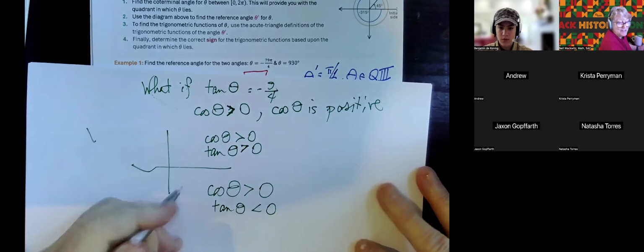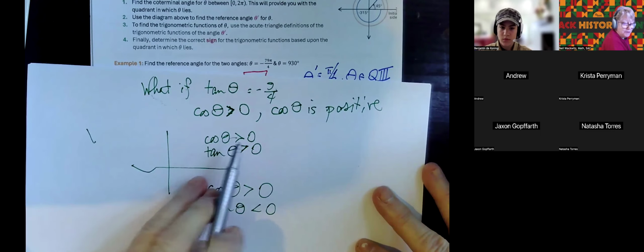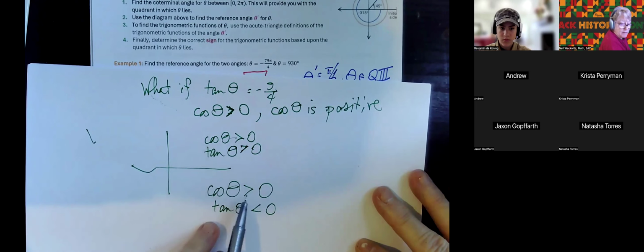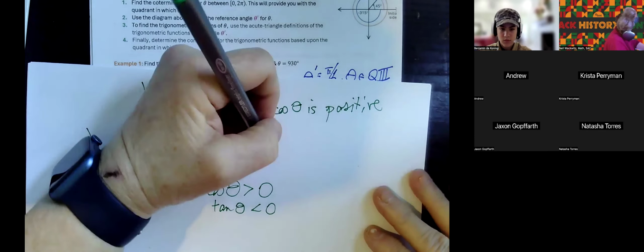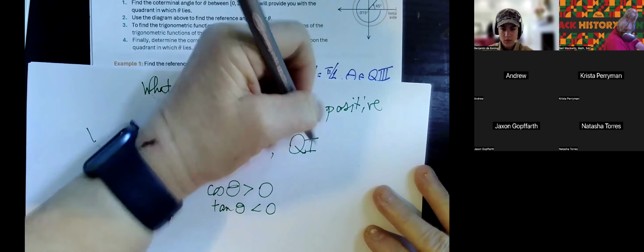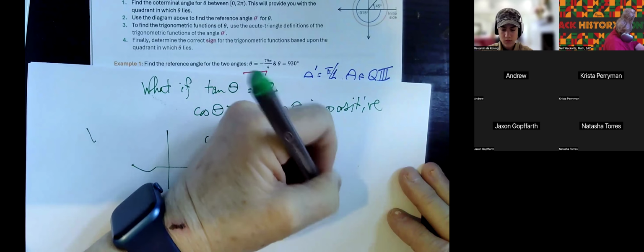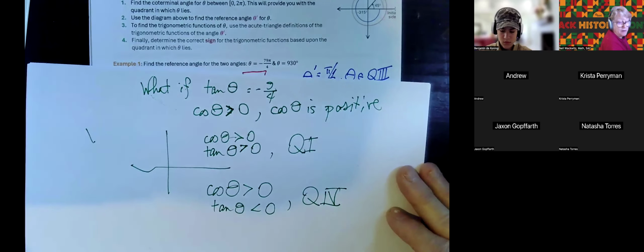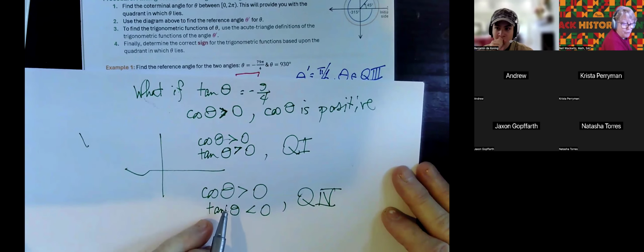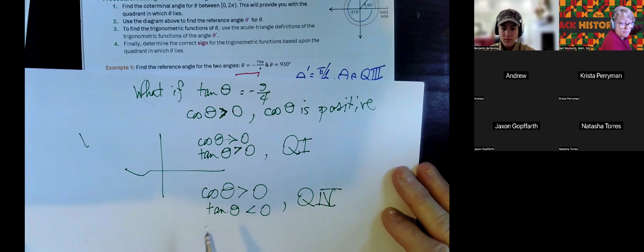Very good. So yes, in the first quadrant, we do have cosine positive. In the first and fourth, but, and this is quadrant 1, this is quadrant 4, only in quadrant 4 is the tangent negative and the cosine positive.